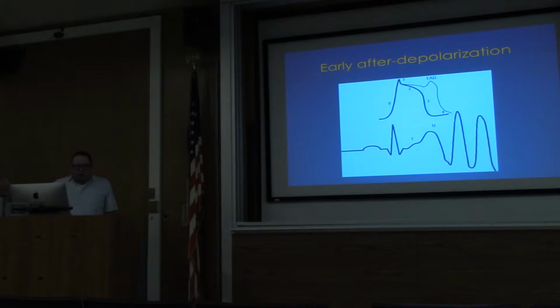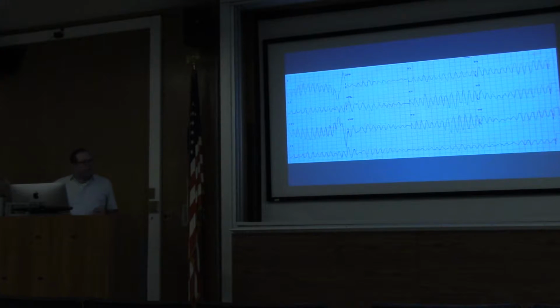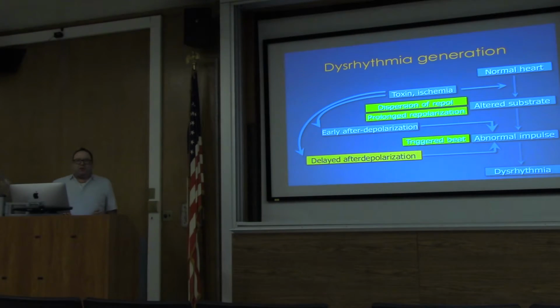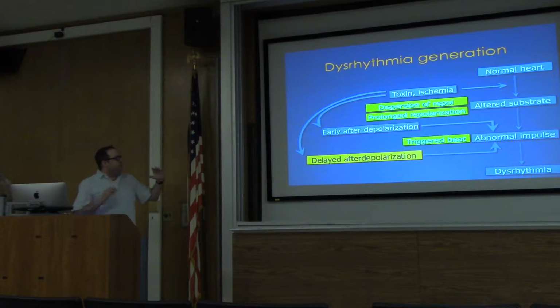You can also have early afterdepolarizations, and if these occur while the cell is no longer refractory, it can actually trigger torsades, which is the biggest risk of having prolonged QT. Kind of a classic torsades picture. So when we think about potassium channel blockers causing dysrhythmias, you have a toxin, in this case, or it can be ischemia, causing an altered substrate. You have prolonged repolarization. And then if you get an early afterdepolarization or a delayed afterdepolarization that occurs on that altered substrate, it can trigger dysrhythmias.